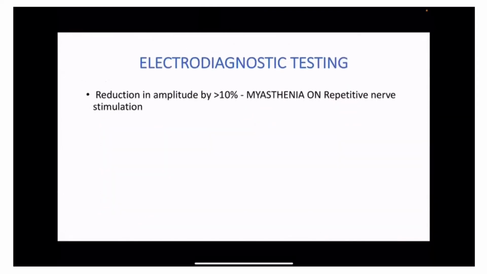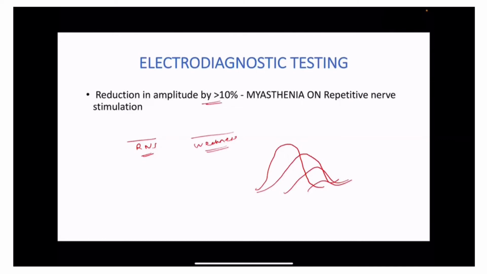Now there is another test known as the electrodiagnostic test. What we do is rapidly stimulate the nerve, rapid nerve stimulation. As we know, repeated use of the muscle is going to increase the patient's weakness. The same thing happens once we rapidly stimulate the nerve. Initially this was the amplitude of the action potential; if you start stimulating rapidly, in these patients the amplitude starts falling. A reduction in amplitude by more than 10% on repeated nerve stimulation indicates a positive test. So you have to remember this value, more than 10% reduction in amplitude. This was the initial amplitude, and the amplitude reduced to this part. So this is another test.